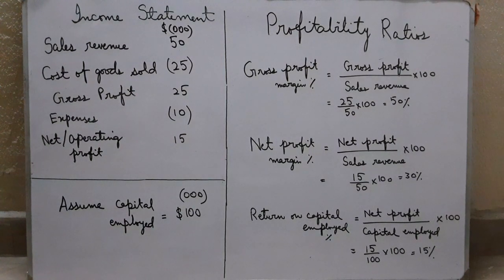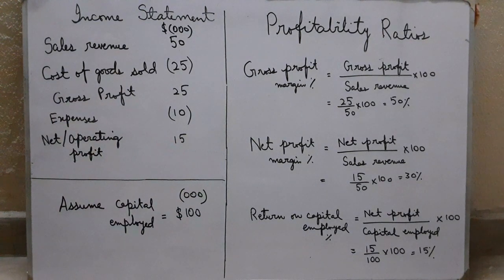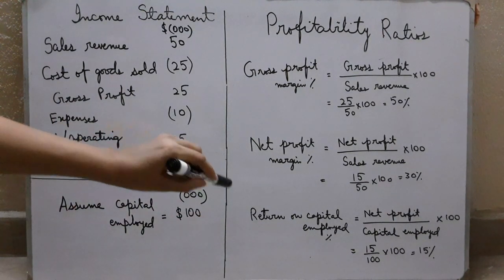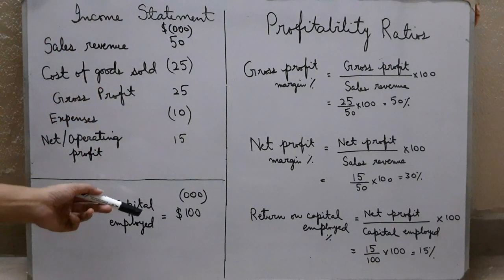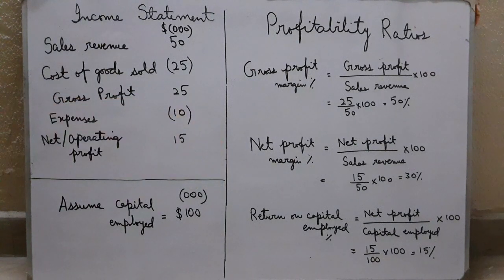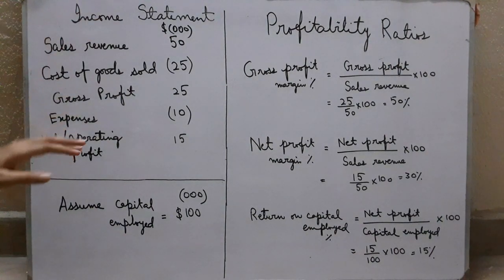Third profitability ratio is return on capital employed, and the formula is net profit divided by capital employed multiplied by 100. Now capital employed is not part of the income statement. That's why I'm assuming this value here to calculate return on capital employed. So if this answer improves next time you calculate, that clearly shows that management has good policies for the business. That's why it's being run efficiently. Management is able to increase sales revenue and they're able to reduce their costs. That's why they have better return on the investment.